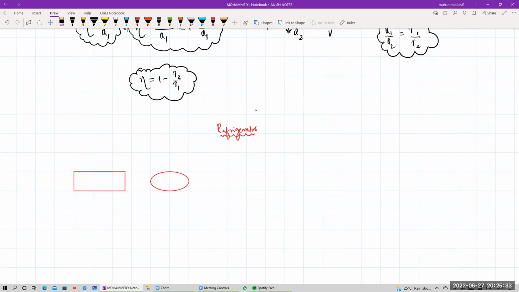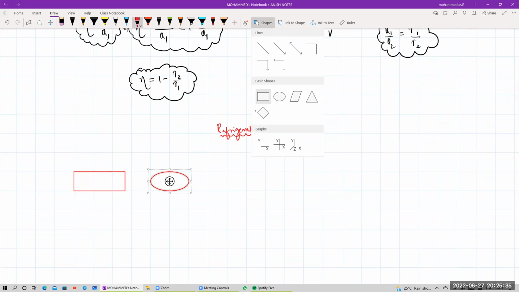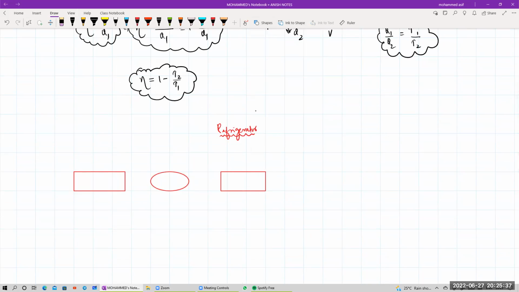Then here, this one is your source at a temperature of T1. And this one is your engine. And here is your sink. Sink is at a temperature of T2. Here T1 will be lesser than T2.